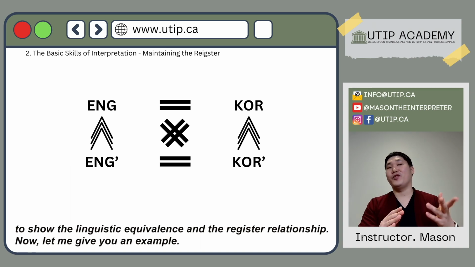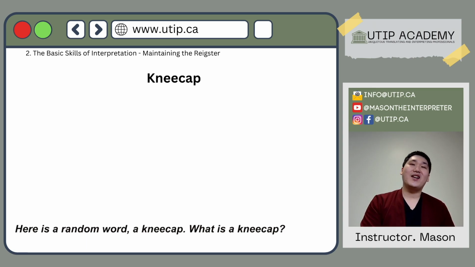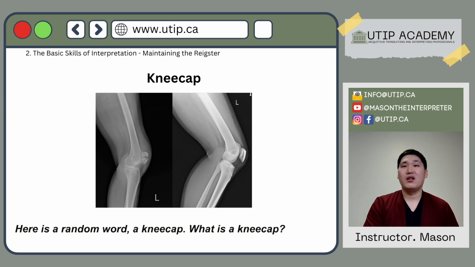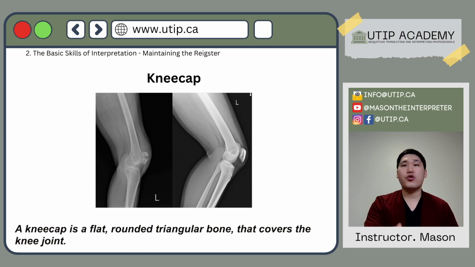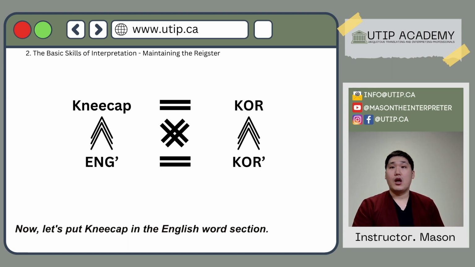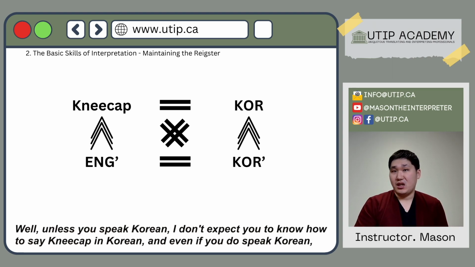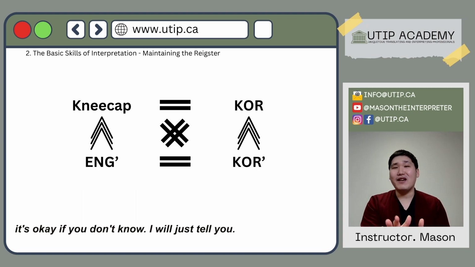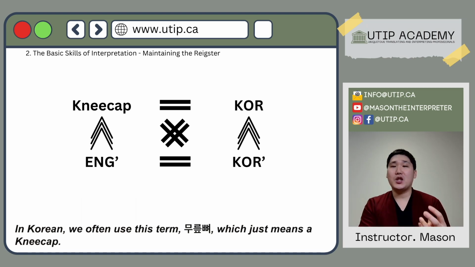Now, let me give you an example. Here is a random word, a kneecap. What is a kneecap? A kneecap is a flat, rounded triangular bone that covers the knee joint. Now, let's put kneecap in the English word section. Well, unless you speak Korean, I don't expect you to know how to say kneecap in Korean. And even if you do speak Korean, it's okay if you don't know. I'll just tell you. In Korean, we often use this term 무릎뼈, which just means a kneecap.